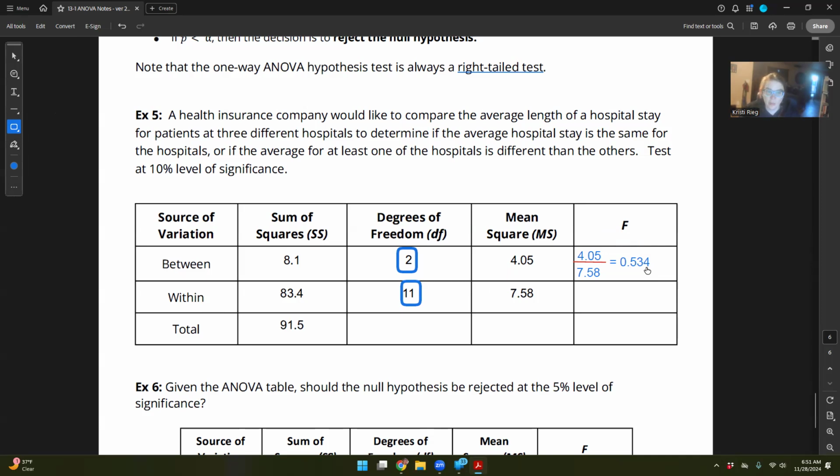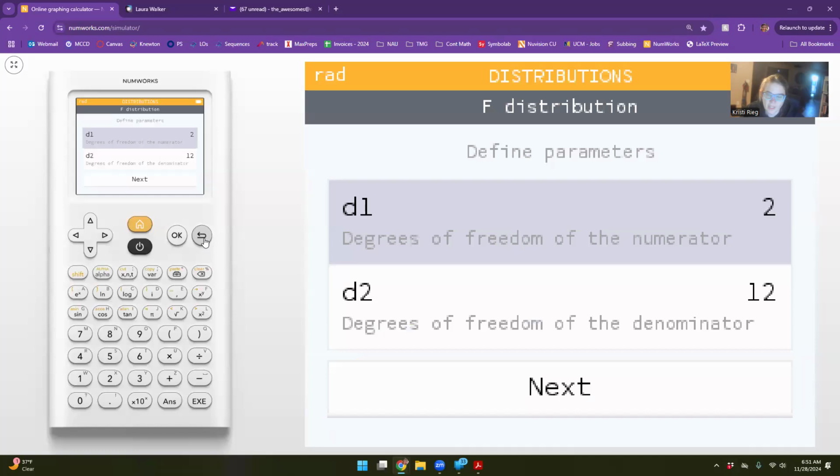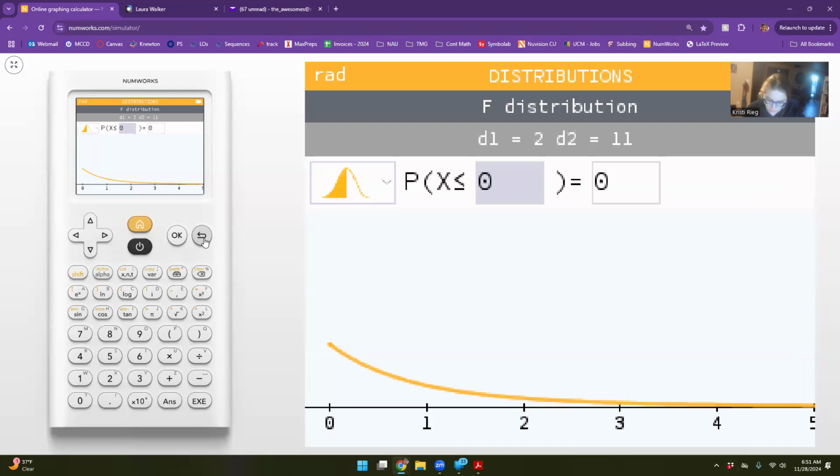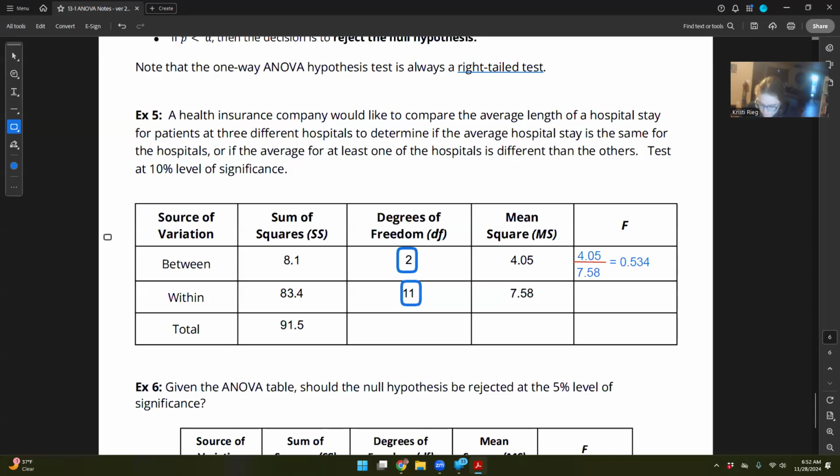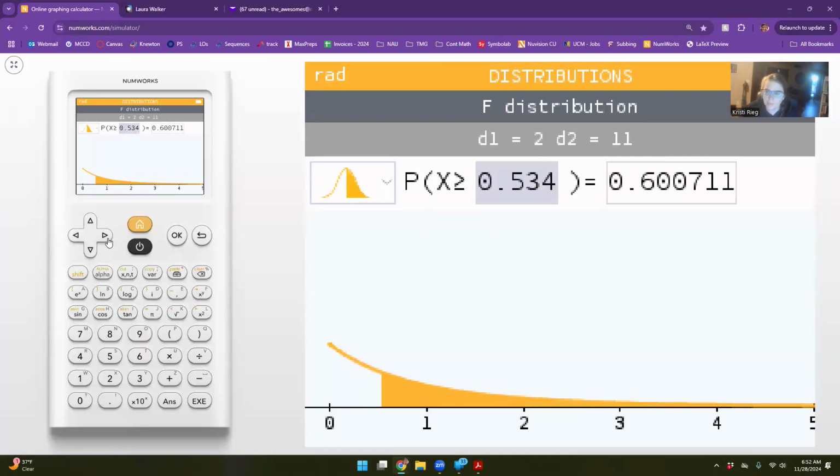We need to get P, and we're going to compare it to our alpha. 2, 11, 0.534. So here's our calculator. We just have to go back, 2, 11. Oh, this is kind of annoying because it always just goes back to left tail. I don't know why. It's always a right tail test, so why not just let the calculator force it to be right? And with all my complaining, I forgot 0.534. All right, so my p-value is 0.60.